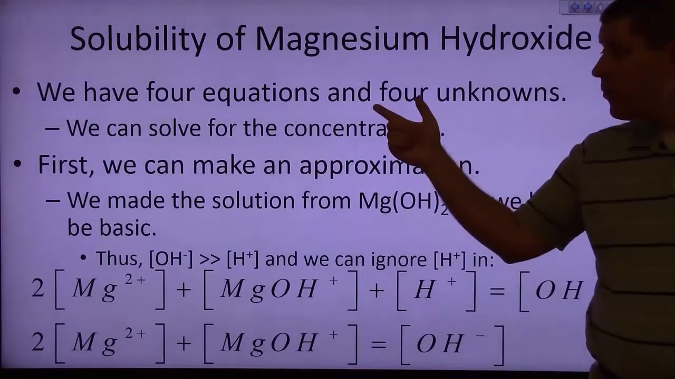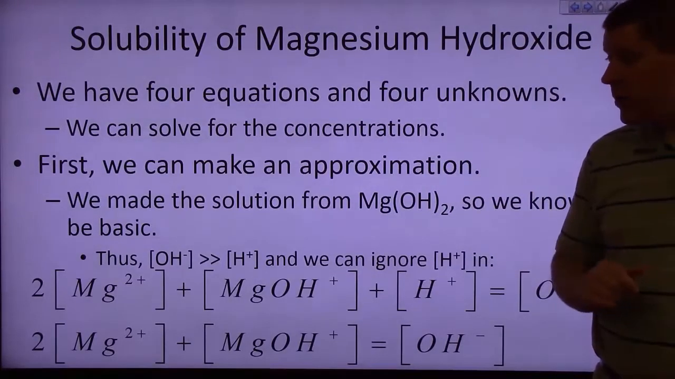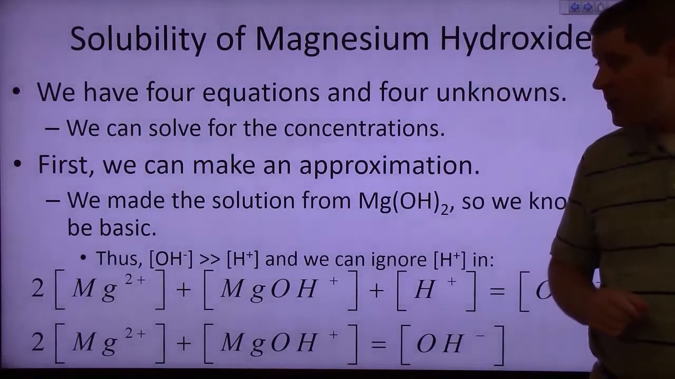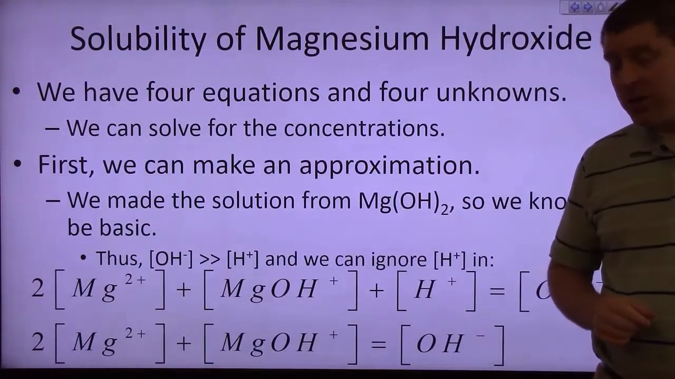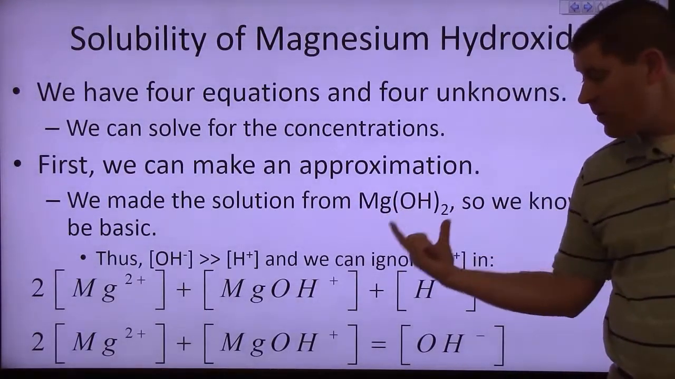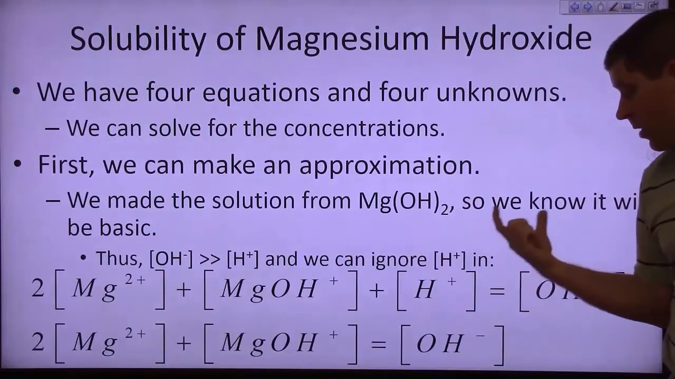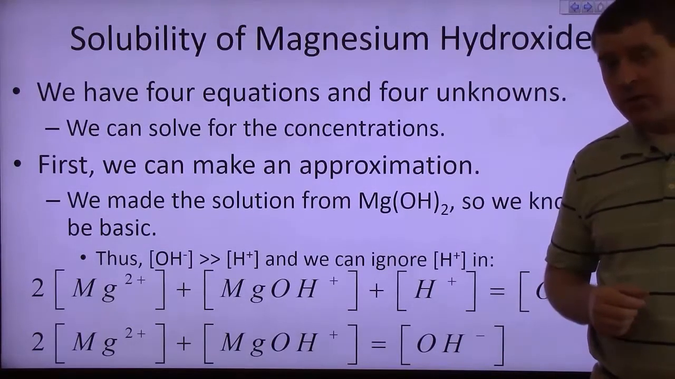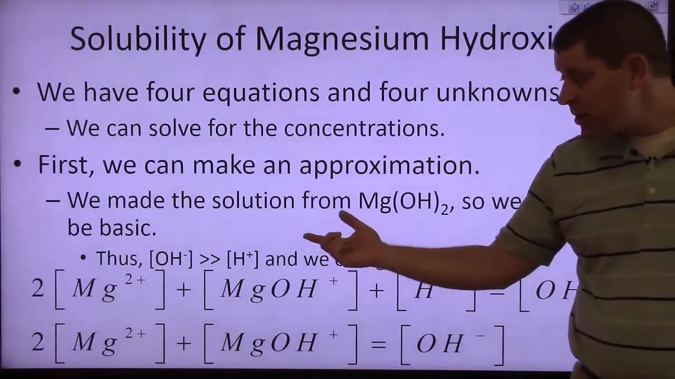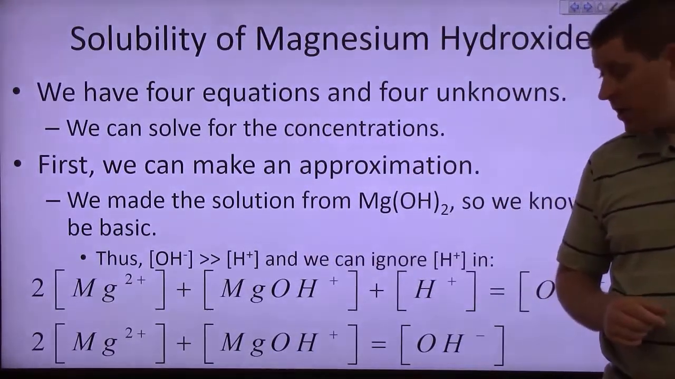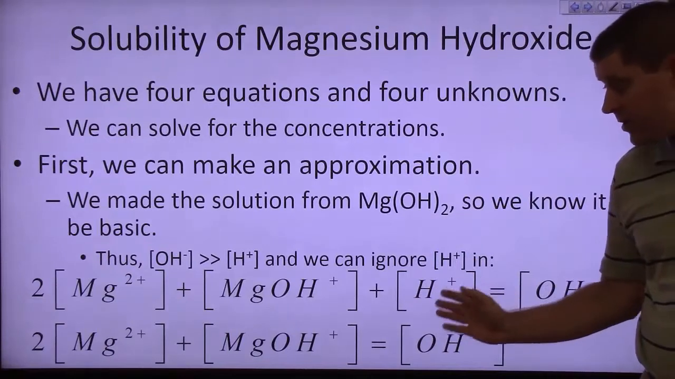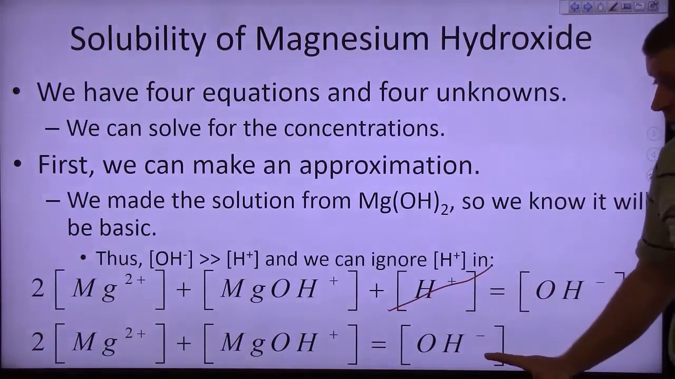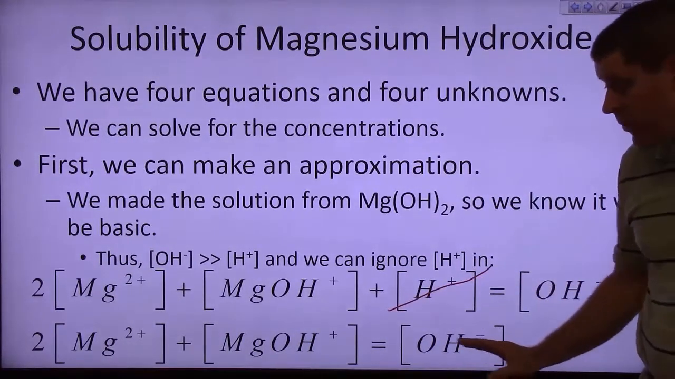So we still have 4 equations and 4 unknowns, which means we can solve for our concentration. But first, we can make an approximation. We made the solution from magnesium hydroxide, so we know it will be basic. It will be an alkaline solution. That is, the hydroxide ion concentration must be larger than the hydrogen ion concentration, and so we can ignore the hydrogen ion concentration here, which then gives us this somewhat more simplified equation down here.